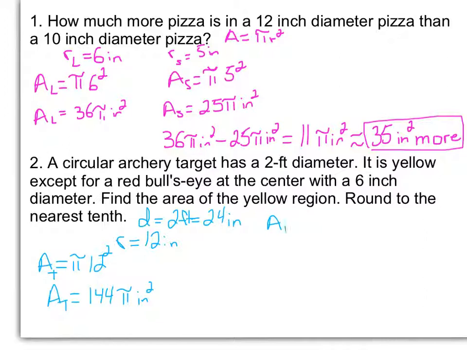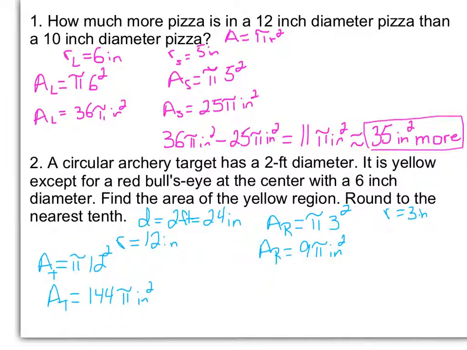Then the area for the red bullseye will be pi times its radius, which is 3. Because remember, the diameter is 6, so then the radius is 3. So area for the red bullseye will be 9 pi inches squared.